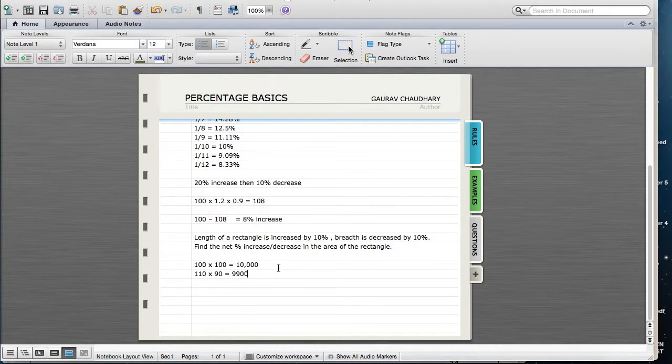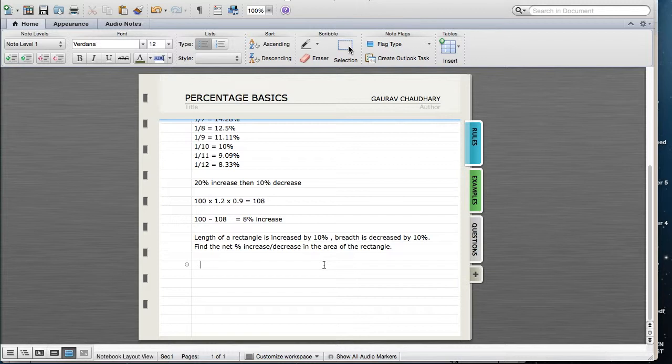So if we divide the original area by the new area, the result would be 100 upon 99. So first the area was 100, now the area is 99. So there is a decrease of 1%. The same question can be solved by other methods.